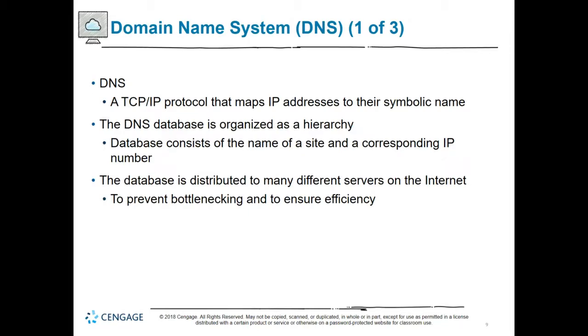The DNS, the Domain Name System, is a TCP/IP protocol that maps IP addresses to their symbolic names. This database is organized in a hierarchy, so it consists of a site name and the corresponding IP number. This database is distributed across many different servers over the internet to stop bottlenecking, to stop it from being bogged down so much.